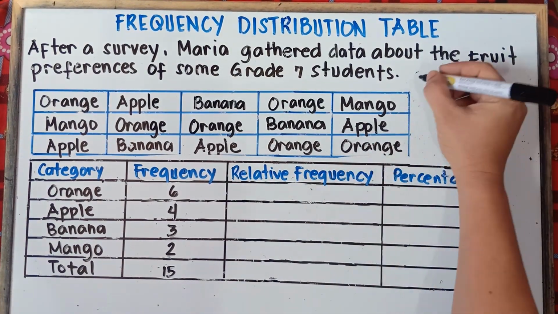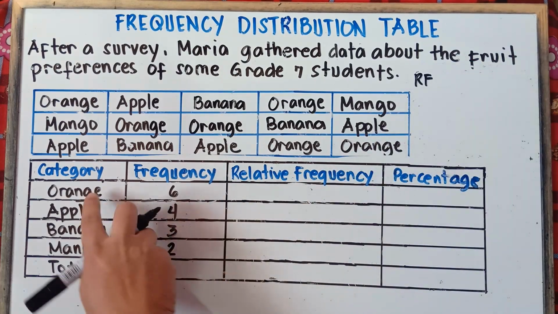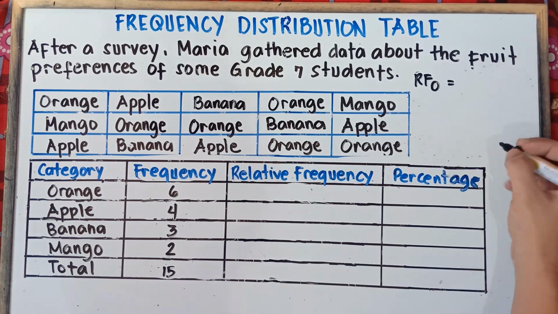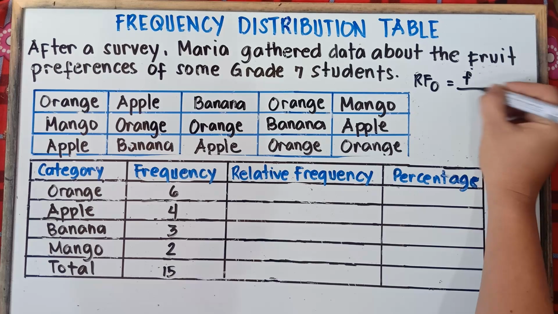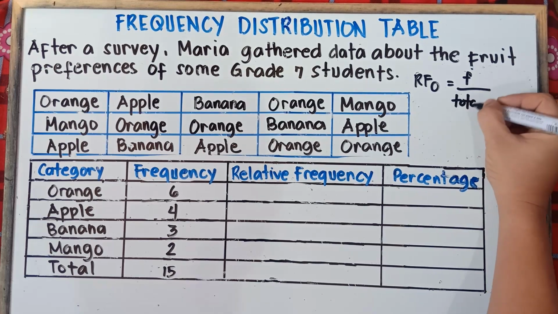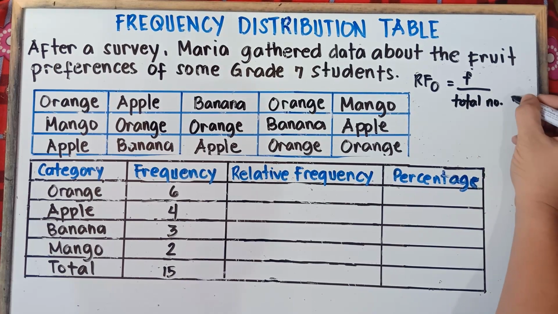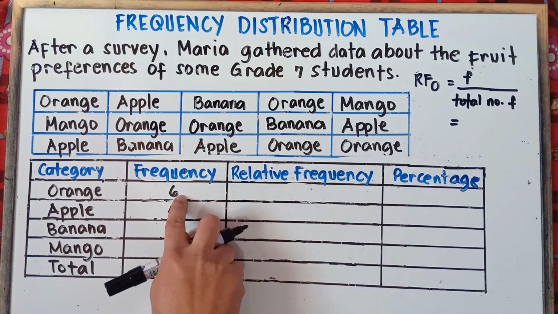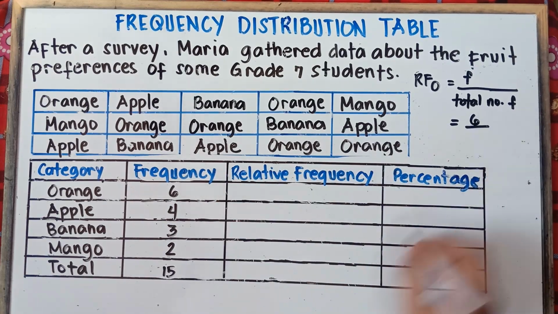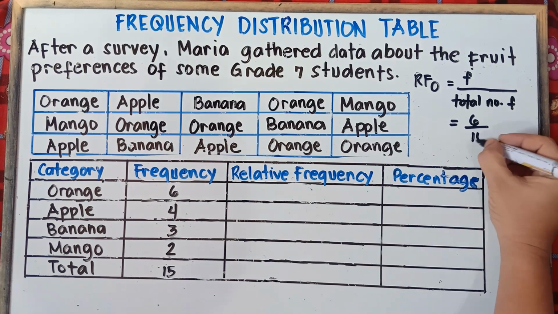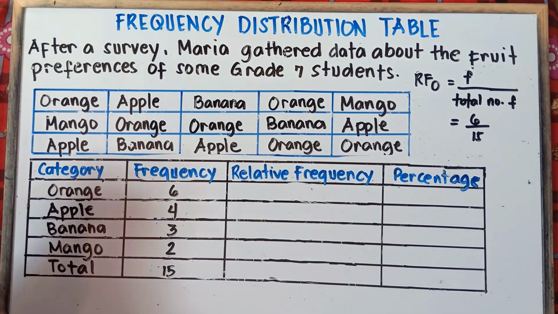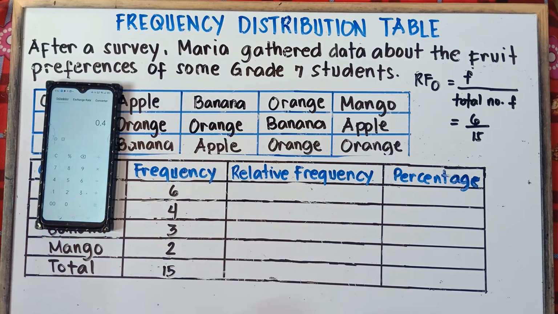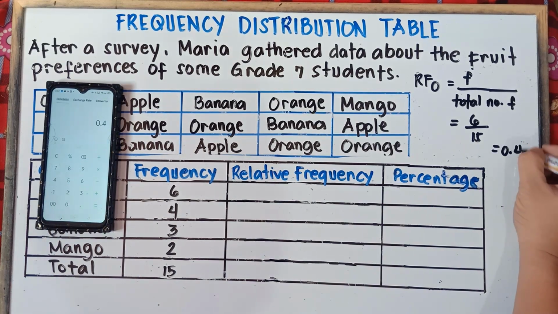So I will just put RF, the relative frequency of this given row, that would be orange. The relative frequency of orange is equal to the frequency divided by the total number of frequency. Easy as that, class. Once again, the frequency of orange is 6. Divide by the total, that is 15. So simply use your calculator. 6 divided by 15, and the answer is 0.4.